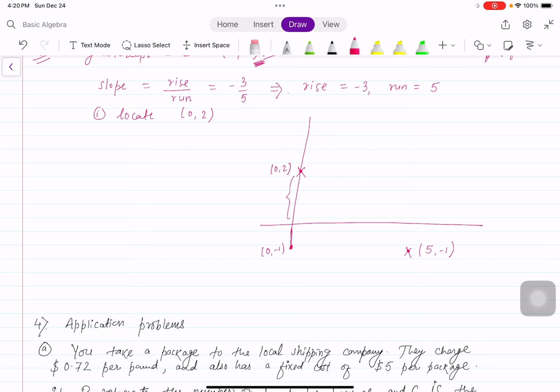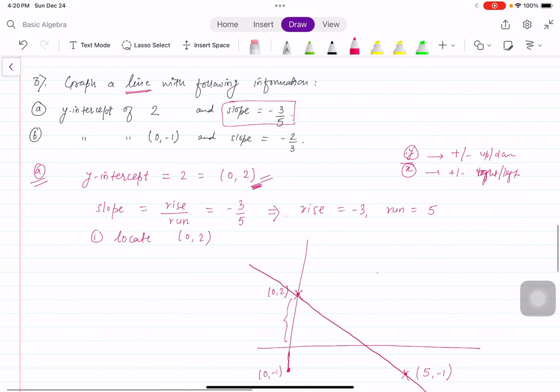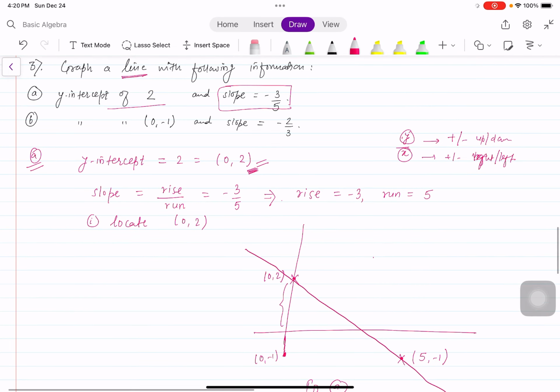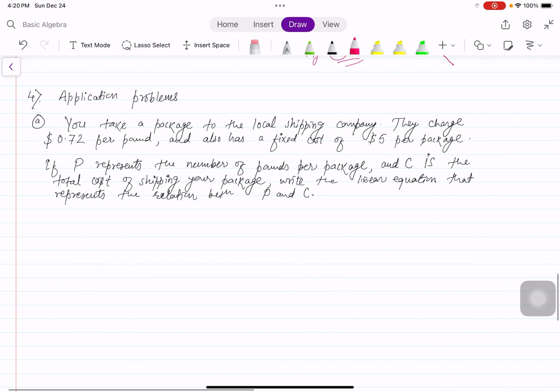So now what we do is we connect these 2 points, and that is our straight line. This is the graph of figure A. So this is a graph of this line with intercept 2 and slope -3/5. Similarly, we can draw number B. I strongly recommend you practice this problem number B. Now we'll move towards some application problems. We'll solve a few application problems, and I want you to pause this video and go through the instructions.